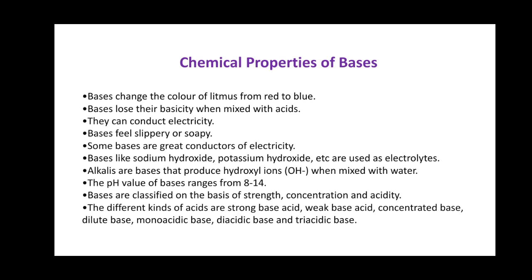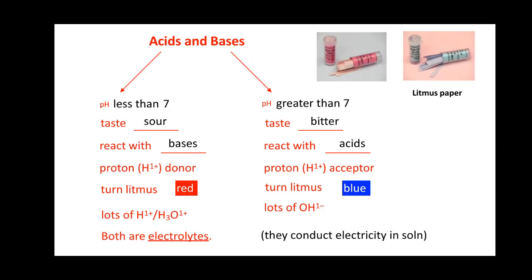Alkalis are bases that produce hydroxyl ions when mixed with water. The pH ranges from 8 to 14. Bases are classified on their strength, concentration and acidity. As with the different kinds of acids, the bases are strong bases and weak bases.